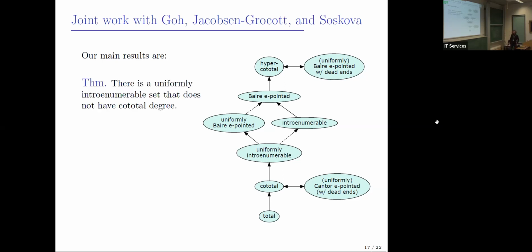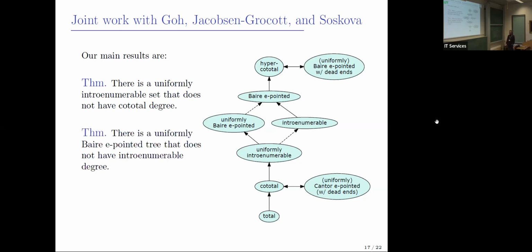Well, there's a uniformly introenumerable set that does not have cototal degree. That's showing that this implication is strict. That's our first main theorem. And our second main theorem is that there's a uniformly Baire e-pointed tree that does not have introenumerable degree, showing, well, actually showing not just that this is strict, but in fact that this is false. That this does not imply that. Okay, a little bit stronger. Who cares? Well, it shows both that this is strict and this is strict, and does a little bit more than that. Okay.